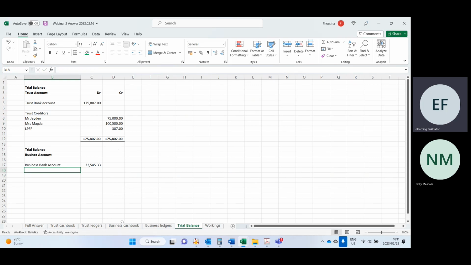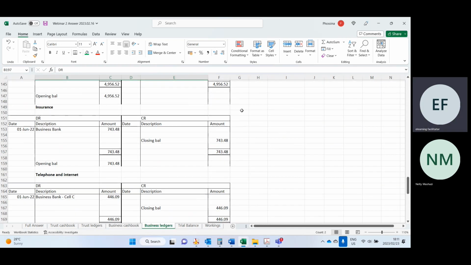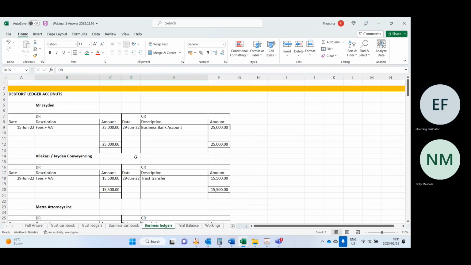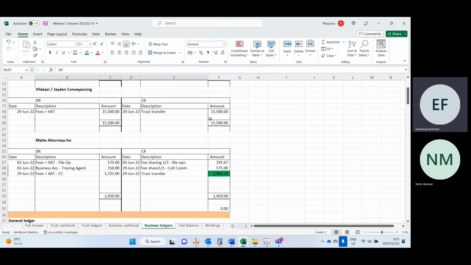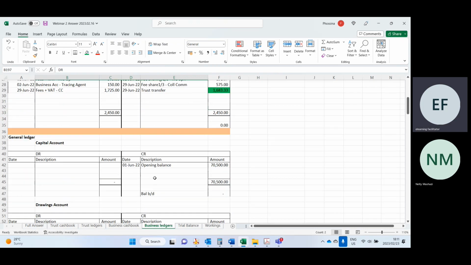And then we go to our business ledgers. Business ledgers. And then we look at each and every ledger. Okay, so for Mr. Jaden, if you can have a look at this one, it's closed. It's balancing. There's nothing to carry over. For Miss Vilakazi, if you can have a look at it, there's nothing to carry over. For Met attorneys, closed, transferred, nothing to carry over.